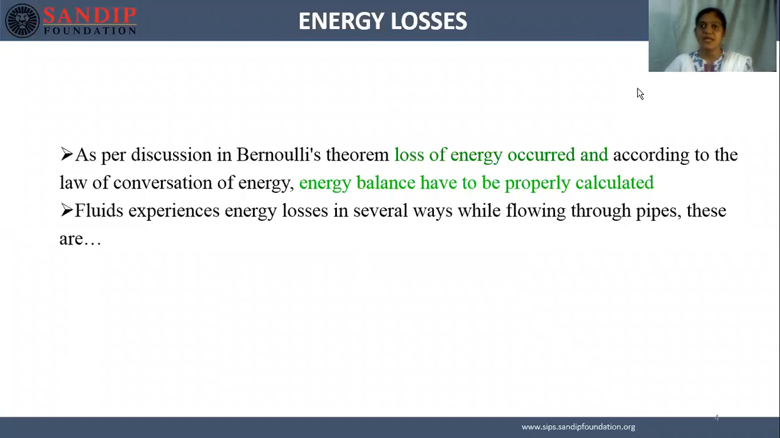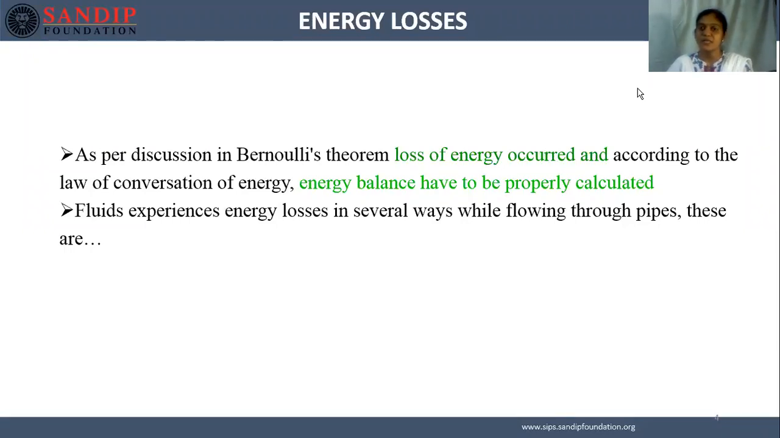So before starting energy losses, in the last lecture we had already discussed the flow of fluid including fluid statics, fluid dynamics, then Reynolds number, Reynolds experiment, manometer and its types, then Bernoulli's theorem. So in today's talk I will discuss the energy losses. So what do you mean by energy losses?